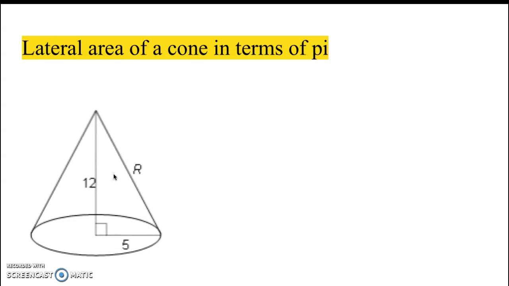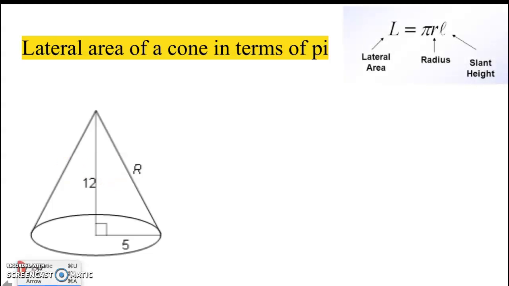Does anyone remember the formula to find the lateral area of a cone from Monday's lesson? Excellent, right? Your lateral area is pi times r, the radius, times the slanted height. Now let's look at this. We know that this is my radius, this is my height, and this is my slanted height that I need to find. Remember we said the height is always perpendicular, creating a right triangle.